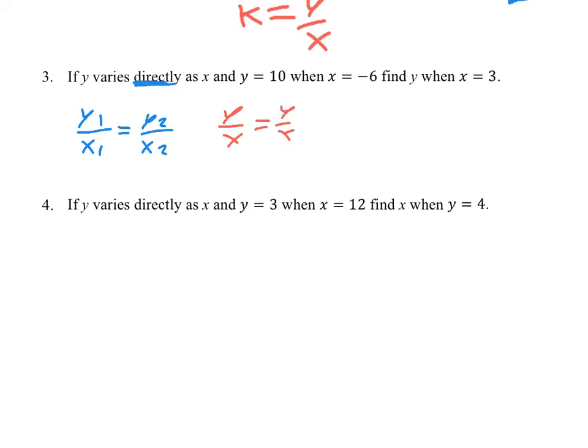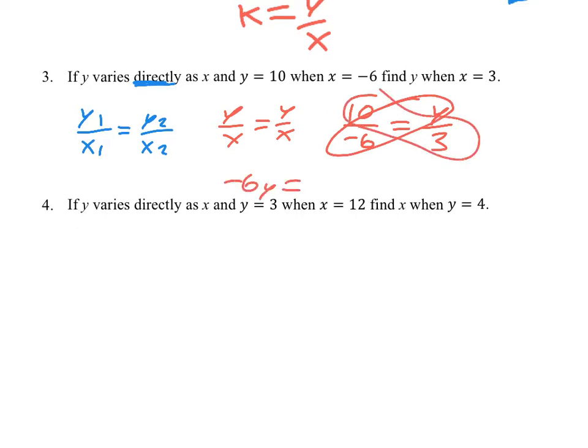Okay, so y varies directly as x. Y equals 10 when x equals negative 6. Find y when x equals 3. So we cross multiply. Negative 6y equals 30. So y would equal negative 5.